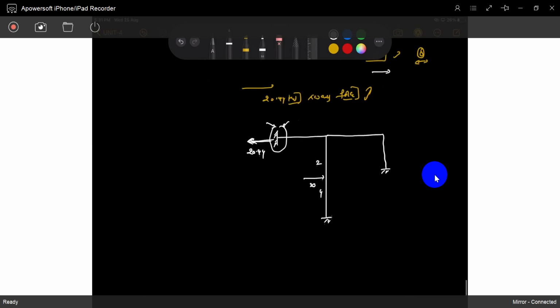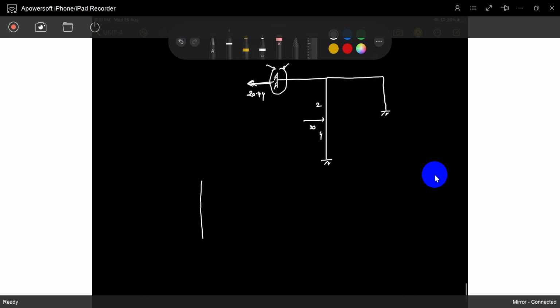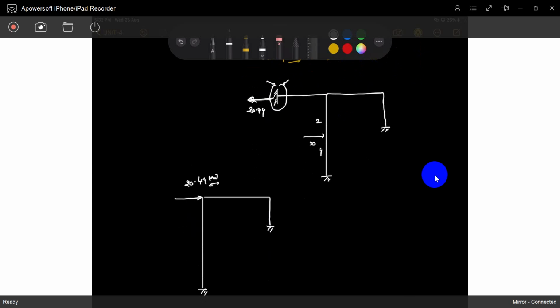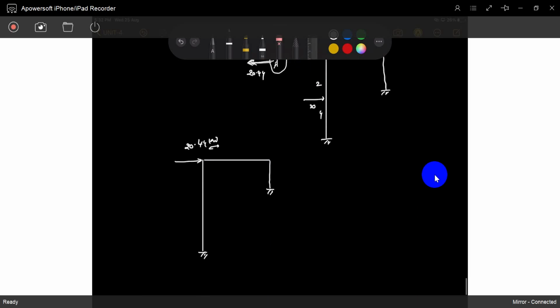Now you can see it is. Now you can take the same problem. No need to analyze. Just take it, 20.44 sway force is there. So nothing remaining, everything you can avoid it. Just take it as 20.44. You can calculate the sway moments.